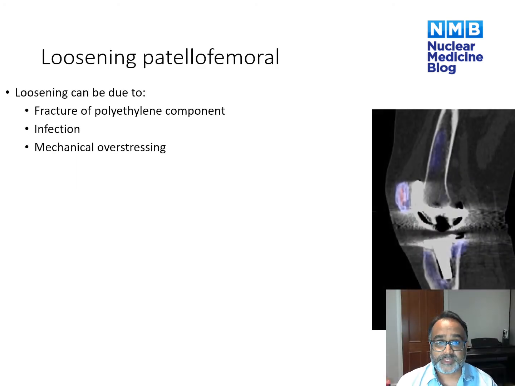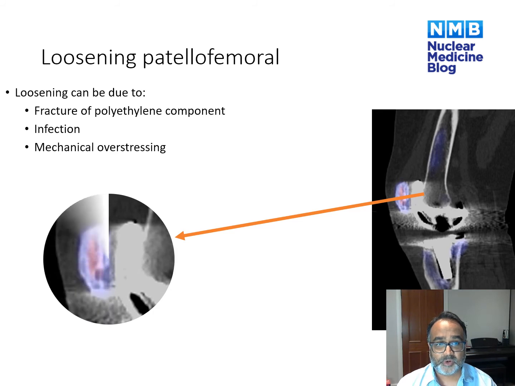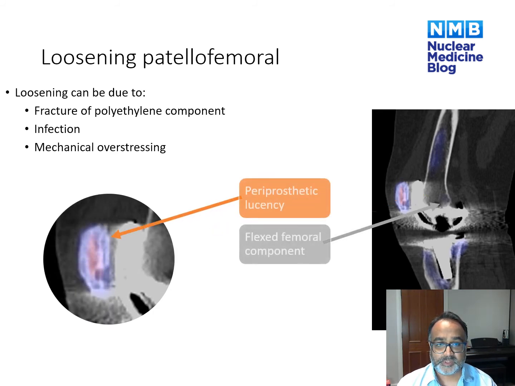Loosening of the patellofemoral component can occur if there's either a fracture of the patellofemoral component, infection, or mechanical overstressing. So in this case, the patient had a flexed femoral component, which was picked up on the lateral topogram. This leads to overstressing of the patellofemoral joint and early loosening of the patellar component. And you can see on this image there is some increased uptake with an irregular lucency of the bone prosthesis interface.